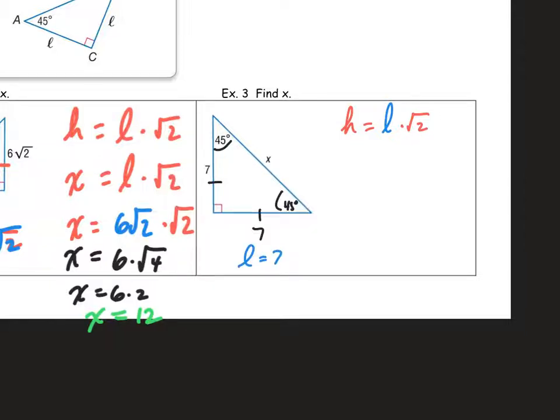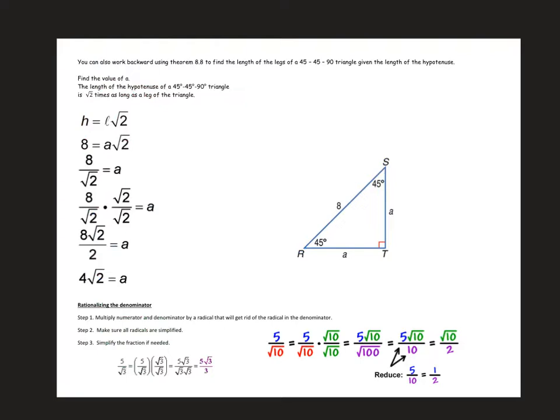So all I have to do is replace, substitution. X is going to be the hypotenuse. So x is equal to 7 times the square root of 2, which we just rewrite as 7 square roots of 2. So the previous 3 examples were dealing with finding the hypotenuse.